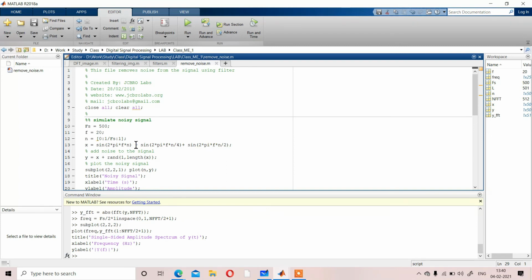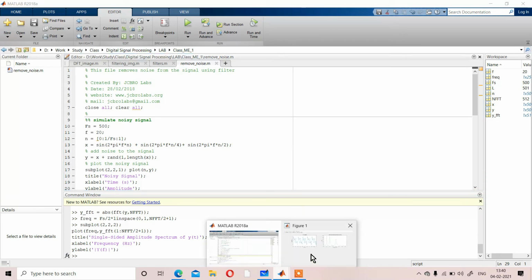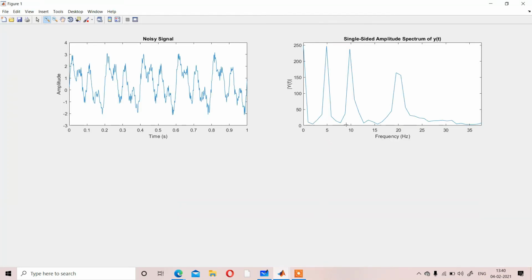So it's a combination of 5, 10 and 20. That is the reason you are getting 3 peaks at 5, at 10 and at 20. Okay, so that defines the frequency domain representation of the input signal.